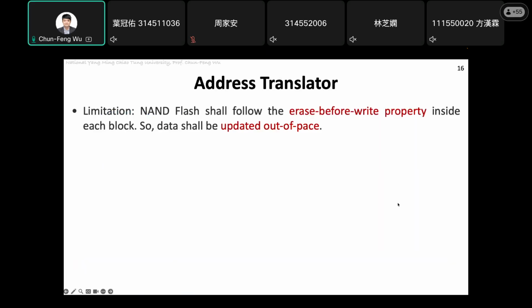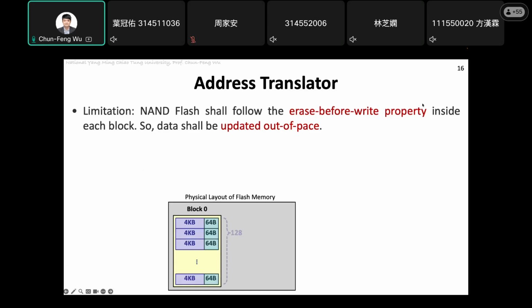So first of all, the address translator. The limitation is that NAND cells should follow the erase-before-write property inside each block, so data should be updated out of place. Now the physical layout of flash memory. You can see this is a block, and the number of pages depends. For some SSDs it can be 512, for some it can be 128, depending on the vendor and spec. In this example, we'll just use 112. And each SSD page can be 4 kilobytes, 8 kilobytes, or 16 kilobytes.